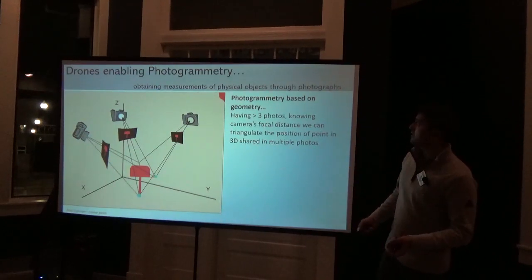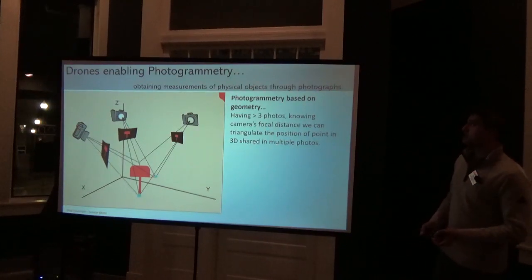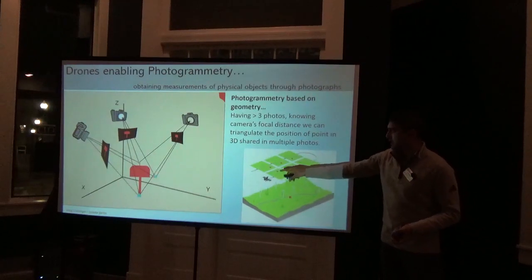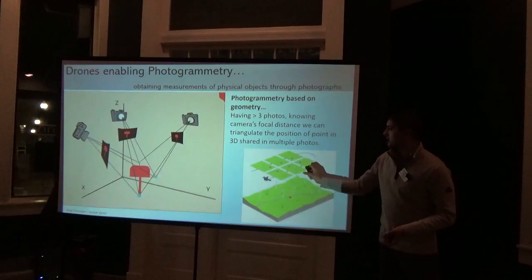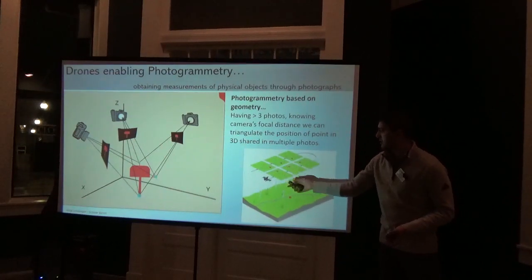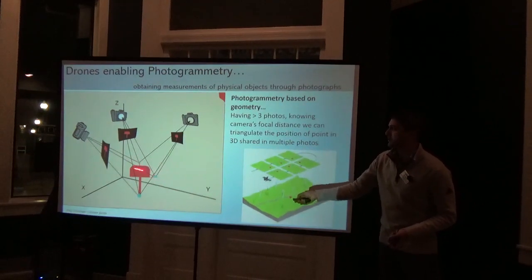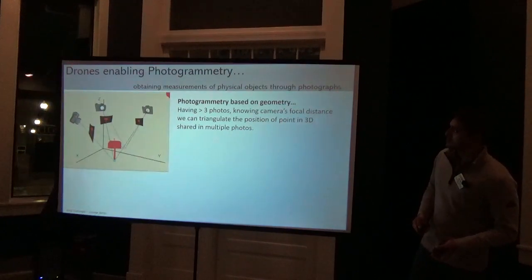So it's saying, having three or more photos and knowing the camera's focal length, we can triangulate the position of a point in 3D shared in multiple photos, right? This is what we are doing with our drone flying app. We say fly in a lawnmower pattern, take overlapping photos, and from overlapping photos, like this red dot right here, we identify that this red dot in this photo is the same as this, same as this, same as this. If we draw connecting lines, we end up having what we call a three-dimensional point cloud.